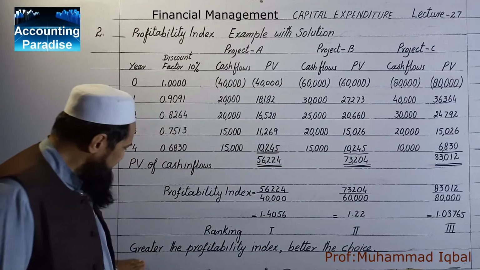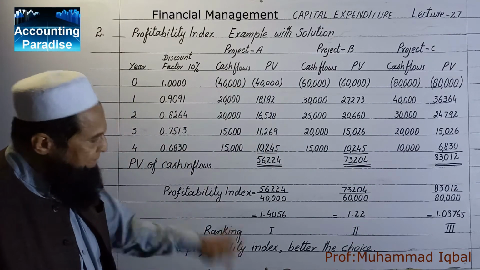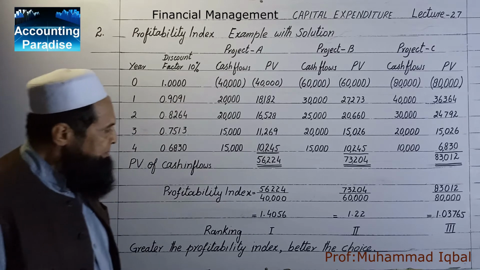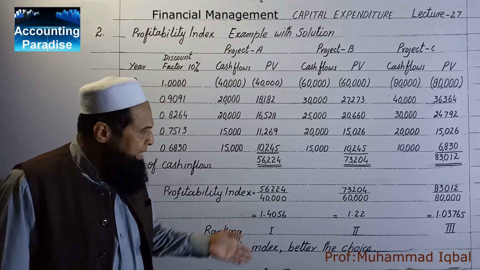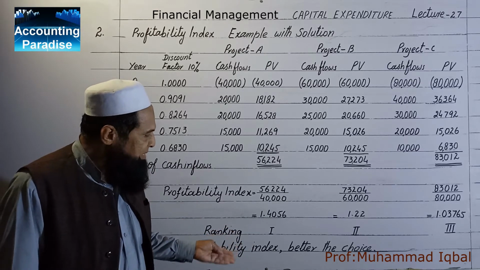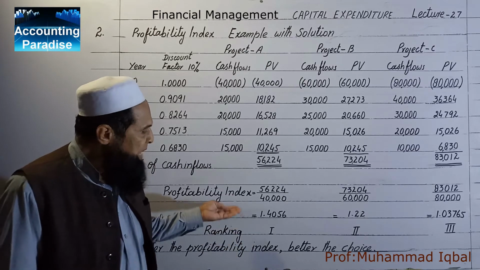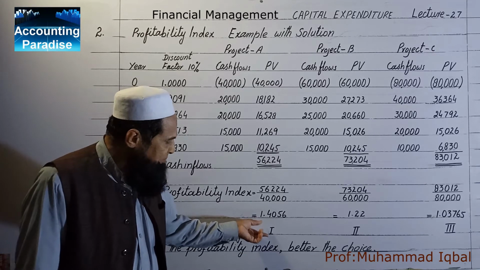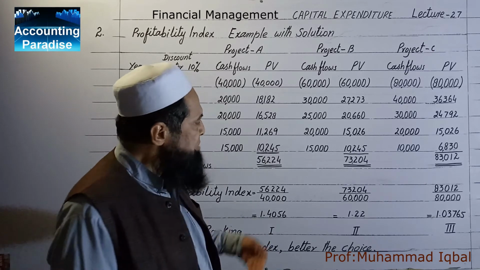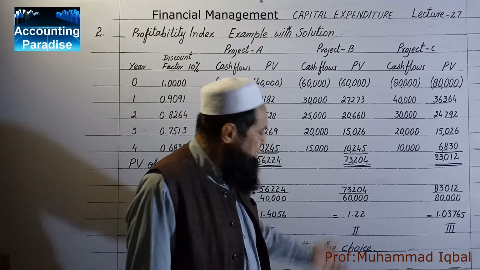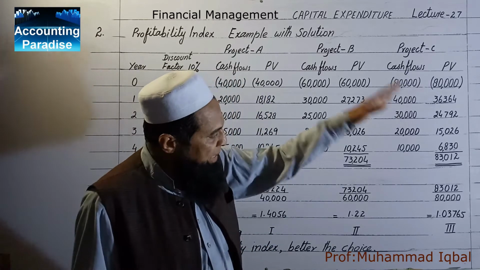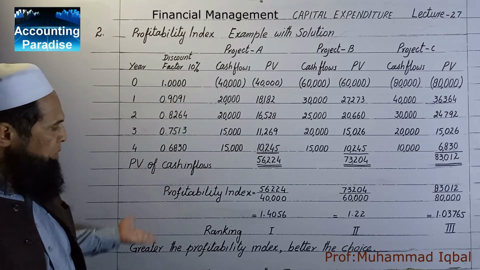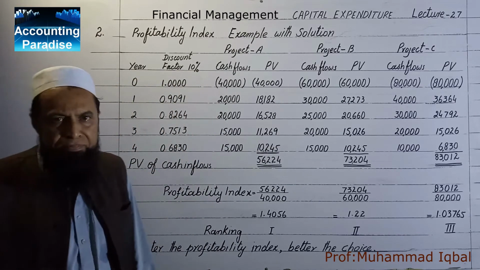The rule is: the greater the profitability index, the better the choice. In this way, the profitability index makes the ranking of projects and we can select. If we have to select one project, we will select the one with ranking 1. If we have to select 2, then this is ranking 2, and many projects can be ranked. This is the role of profitability index.